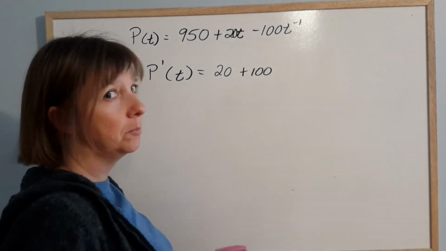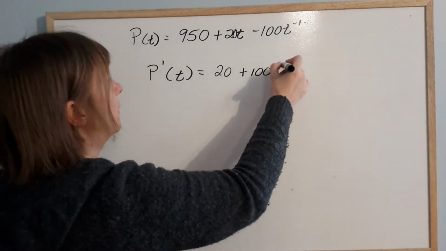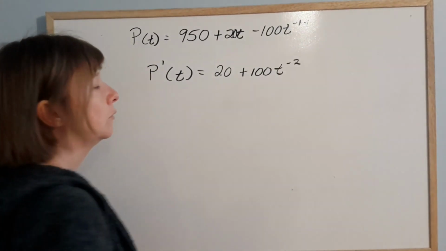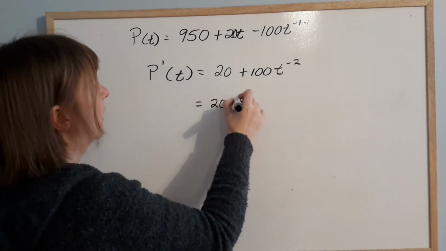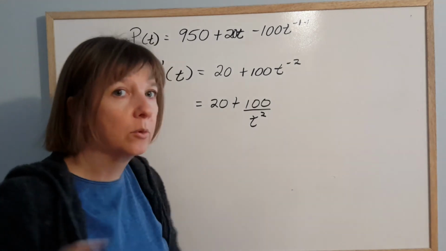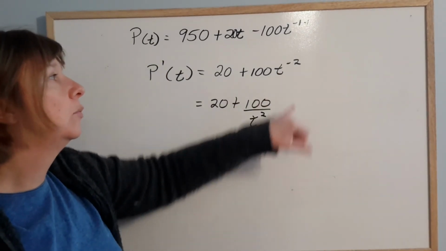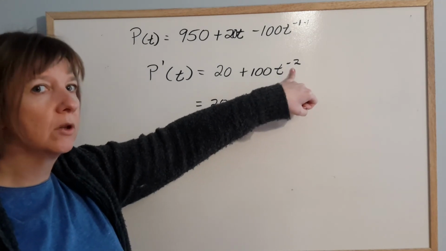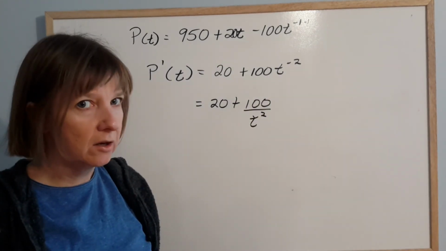But here's where people mess this up. If I decrease my exponent by 1, that becomes t to the negative 2. If you don't like negative exponents, you can write that as 100 over t squared. It's the same thing. Your calculator will do negative exponents, or you can do 100 divided by t squared. It won't make any difference.